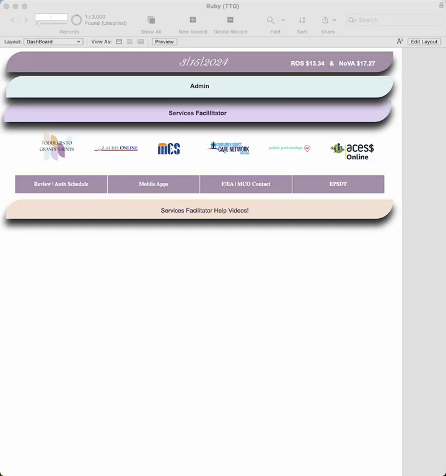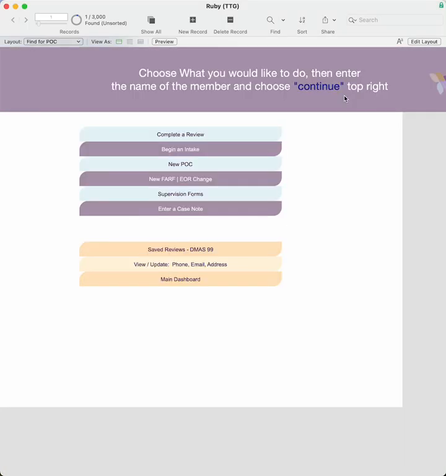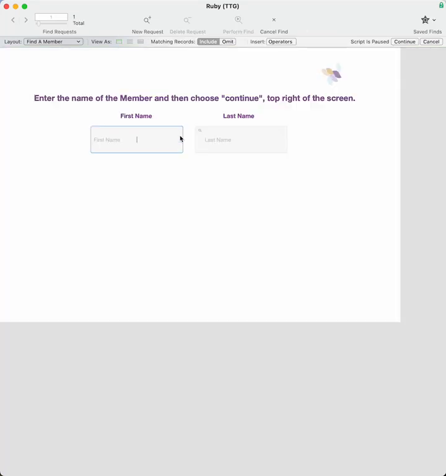Hi everyone. We've made some changes to the DMAS 99 for the last time this week, and hopefully those changes are going to make it a little bit easier for everybody. So moving forward, let's go with Service Facilitator Dashboard, add a session, complete a review. I think everybody's kind of got that down now. Then you want to find your person, and let's find Val Test.